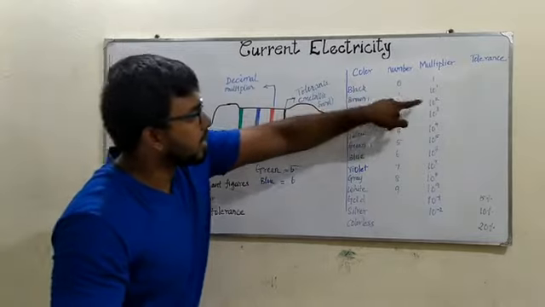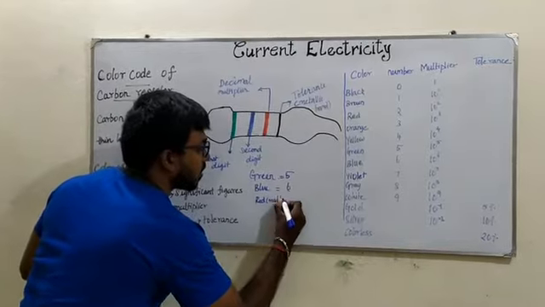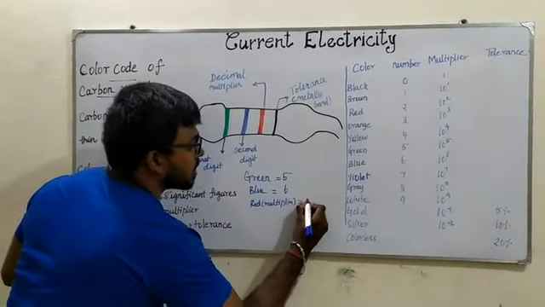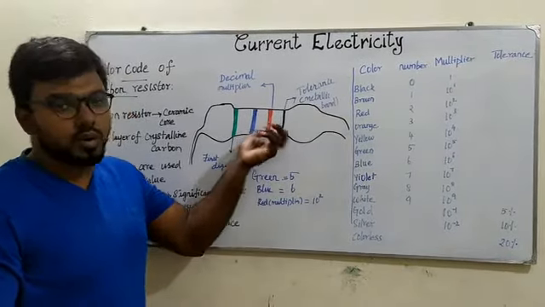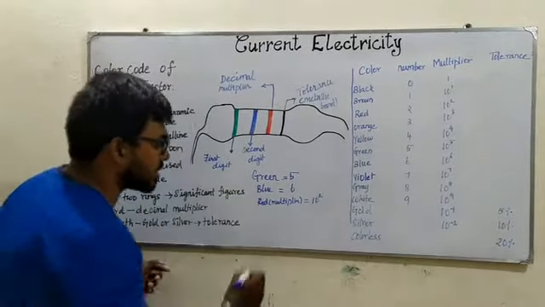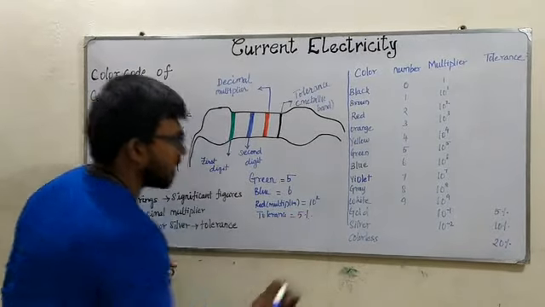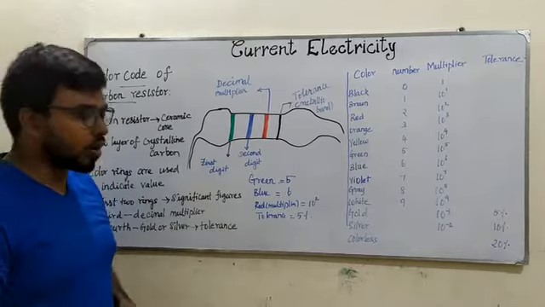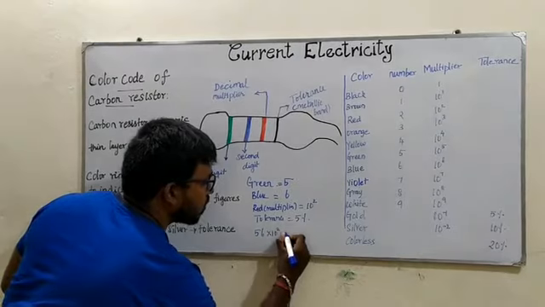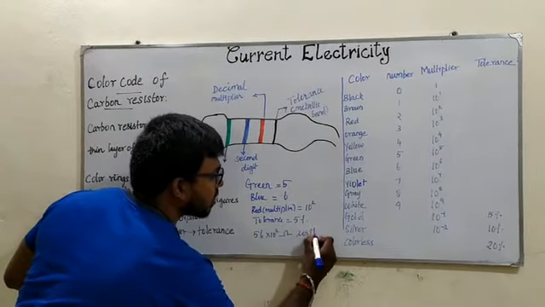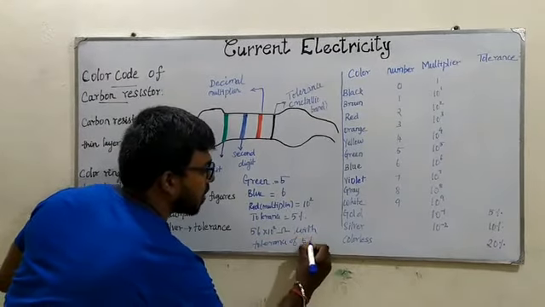For red, the multiplier is 10 to the power 2. And the fourth one, let us take it as gold. For gold, the tolerance is given as 5%. So we can say the resistance of this carbon resistor is 56 into 10 to the power 2 ohm with a tolerance of 5%.